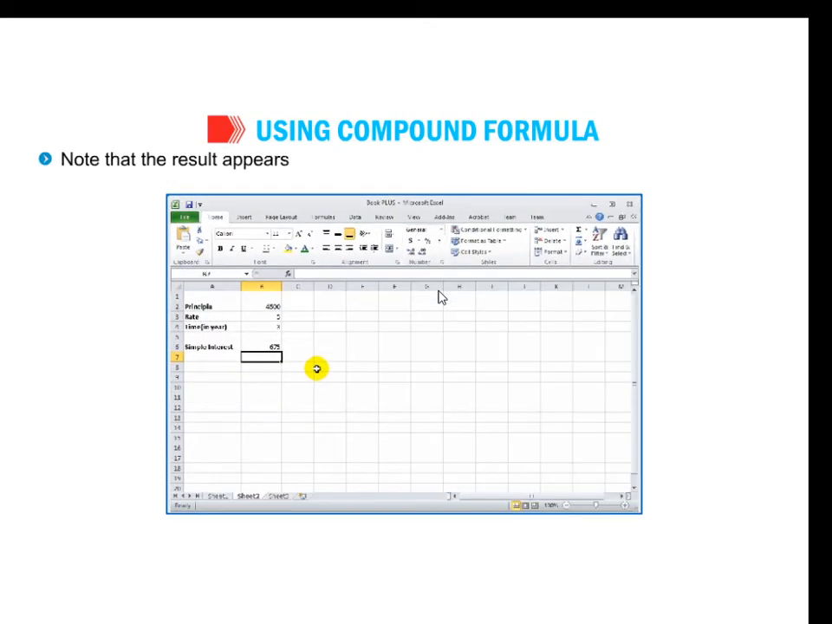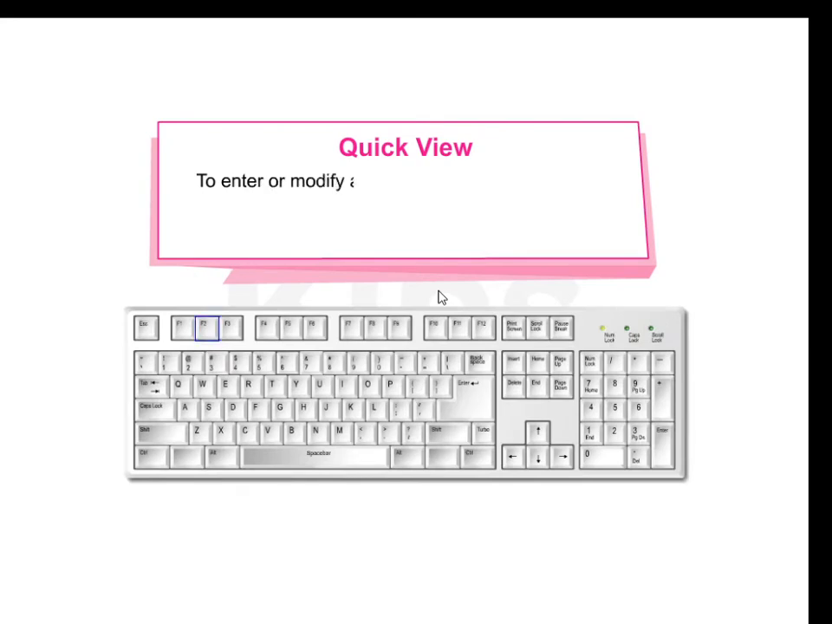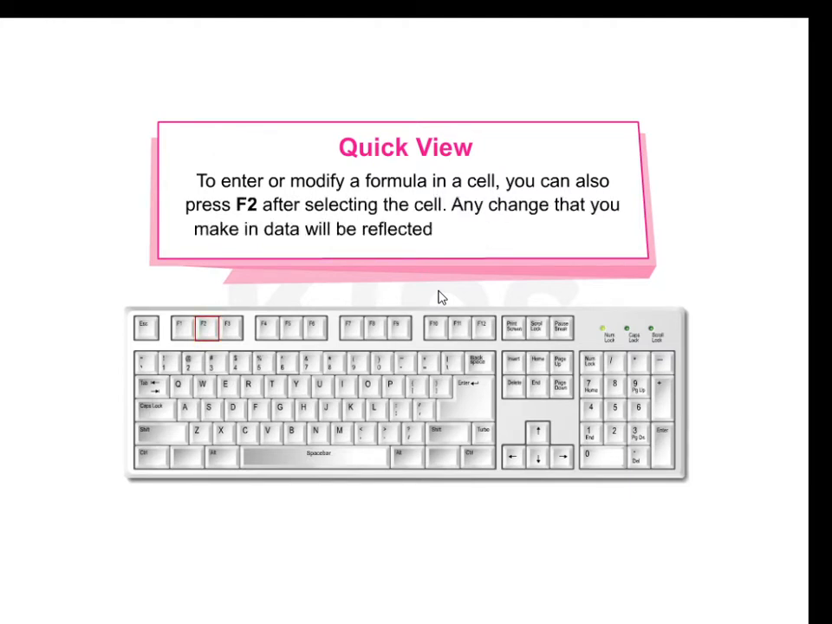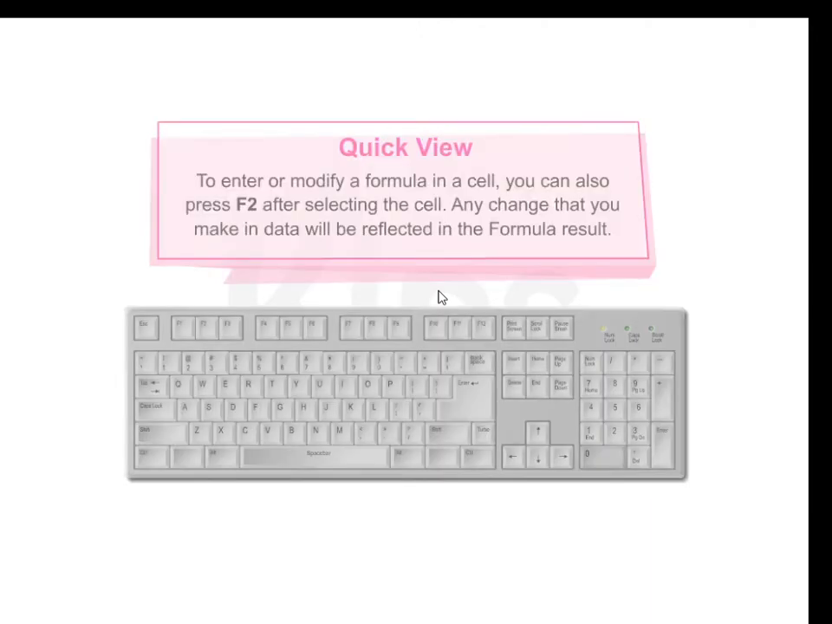Note that the result appears in the cell, but the actual formula is visible on the formula bar. Okay students, to quickly enter or modify a formula in a cell, you can also press F2 after selecting the cell. Any change that you make in data will be reflected in the formula result.